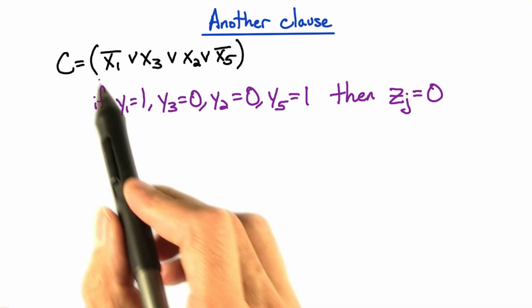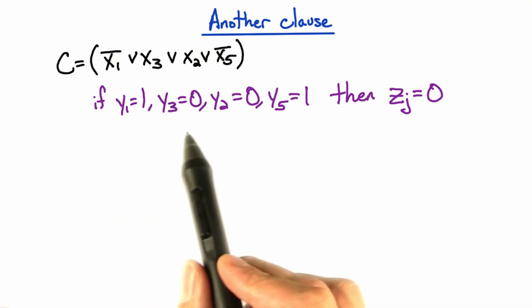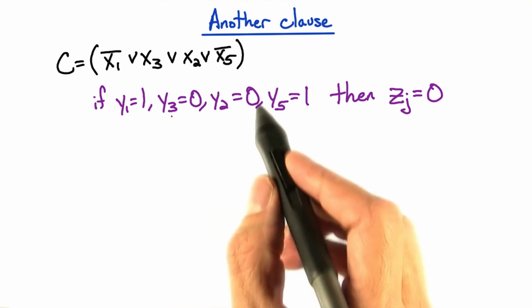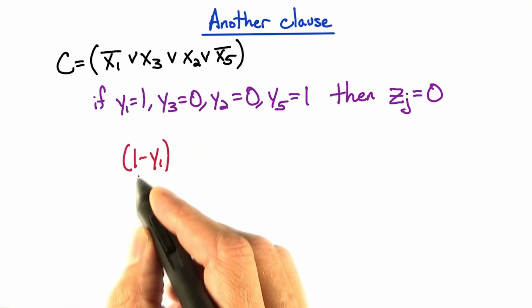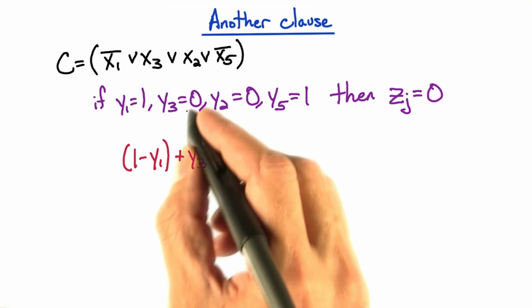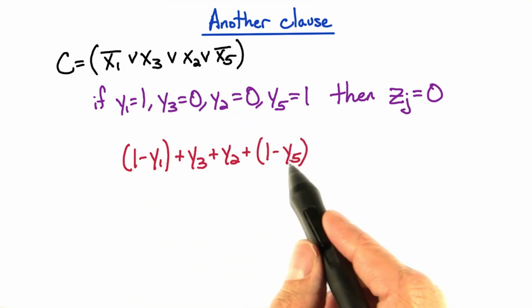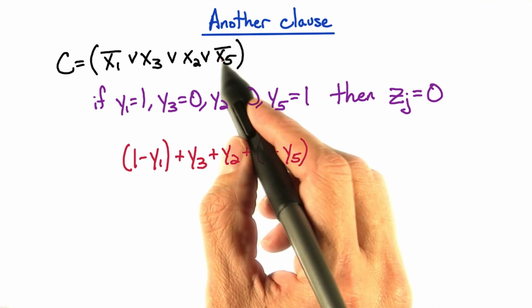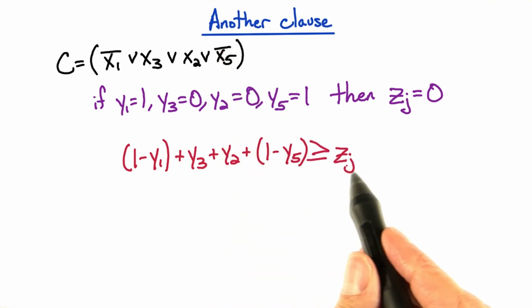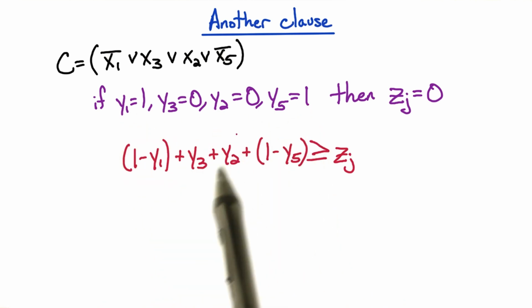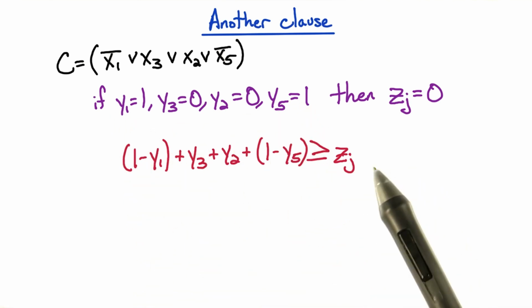Well, previously when we had just the positive form of these literals, we looked at the sum of the y's appearing. Now we're going to look at the complement for these negative literals. So we're going to look at 1 minus y1 plus y3 plus y2 because these appear in positive form, plus 1 minus y5 because it appears in negative form. And we're going to constrain zj to be at most this quantity. So if this setting is true, then zj must be 0. For any other setting of these 4 y's, then zj can be 0 or 1.